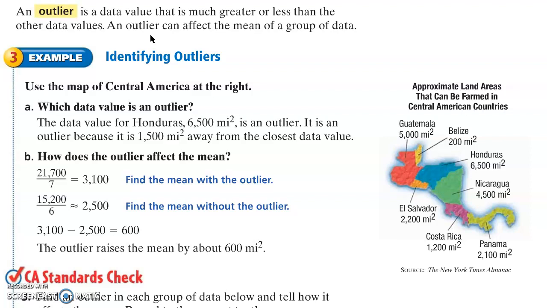Or maybe an outlier would be something like the class average for a test was 85%. But then you have somebody that scored really high or really low, and that might be an outlier. So like looking at this map, you might say, well, which country is an outlier? Well, Belize is 200 square miles, which is really different. But compared to the other values, the outlier is actually going to be Honduras. Because Honduras, the closest number to it, is actually 1,500 away, where Belize is only 1,000 square miles away from Costa Rica.